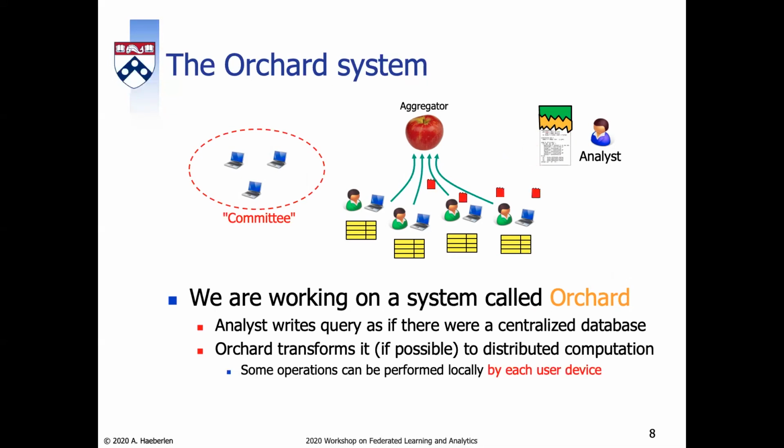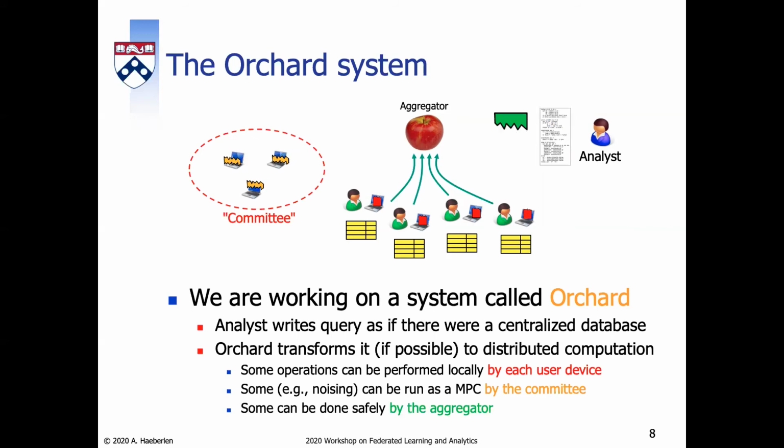So the red piece can be run on each user device. Maybe this is some initial transformations on the local data. The orange piece can be computed as part of the multi-party computation that the committee has to do anyway. And the green piece can be done safely by the aggregator in the clear, right? So many queries do have a piece like some kind of final post-processing that the aggregator can actually do in the clear, right? And so with this, we can execute the entire query in a distributed fashion.